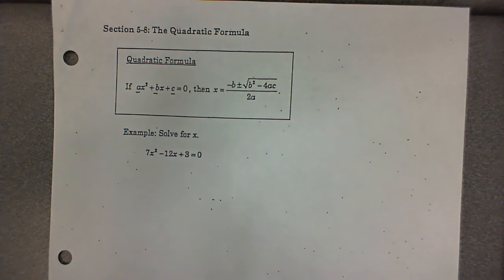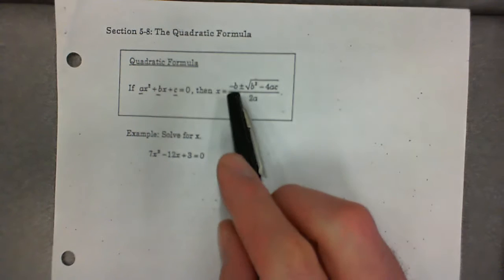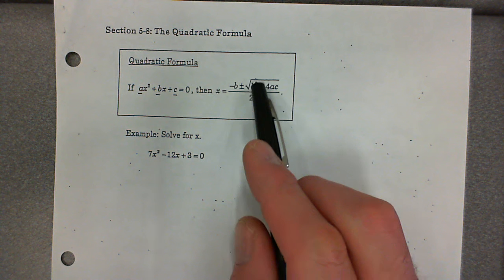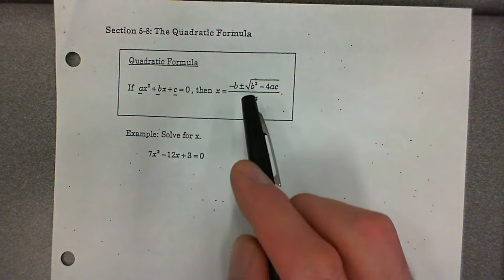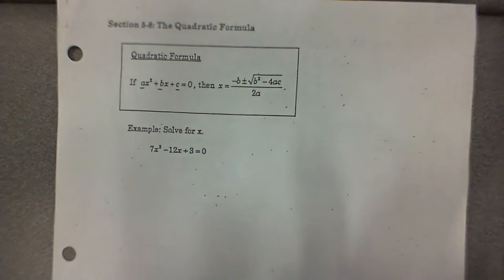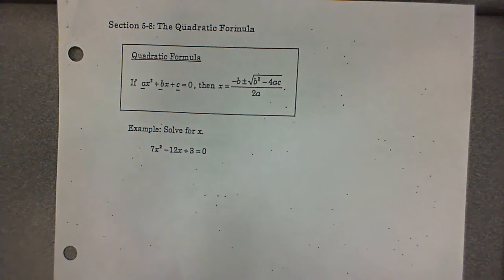And your middle school teachers probably sang you a little song. It's a jingle from an old TV show, The Addams Family. It went, the opposite of b plus or minus square root of b squared minus 4ac, all over 2a. Da-da-da-da, da-da-da-da.